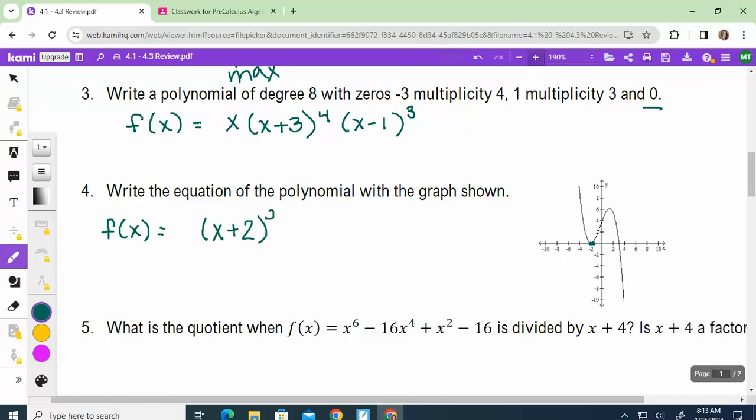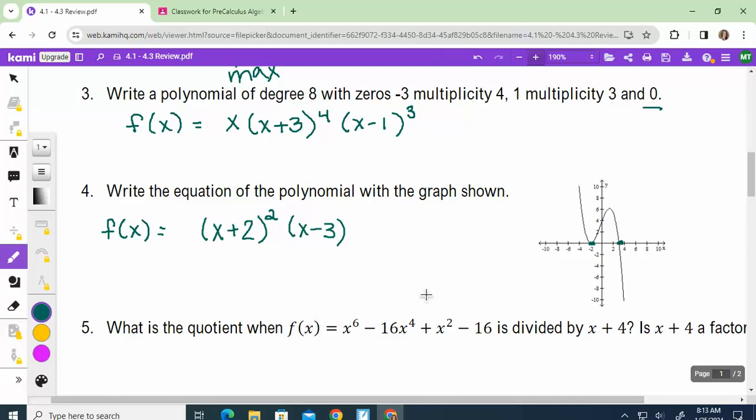Even powers. So let's just go with 2. Where's the next place we hit the x-axis? 3. So it would get an x minus 3. That one went through, so we know it has to be an odd power. So we could just leave it to the first. Okay, what else do we need to look at?